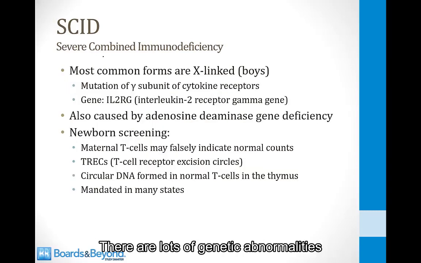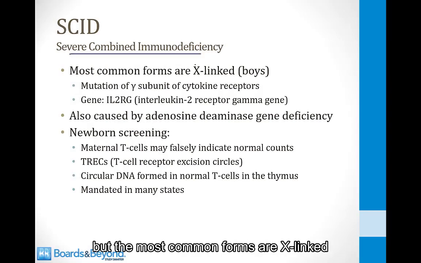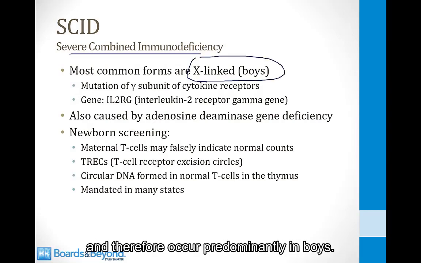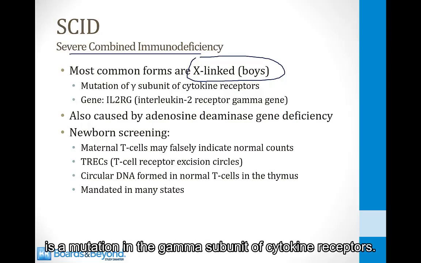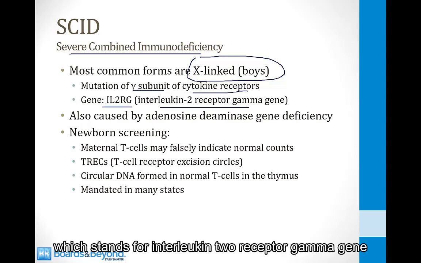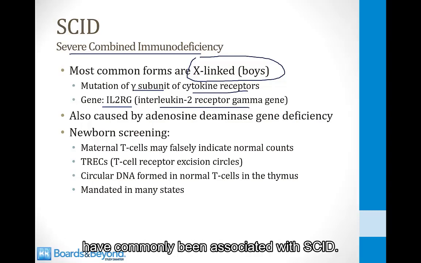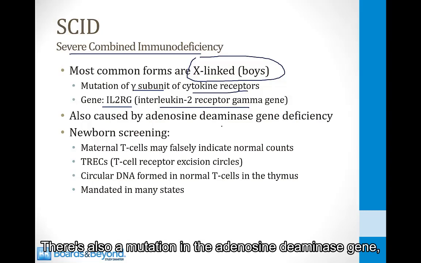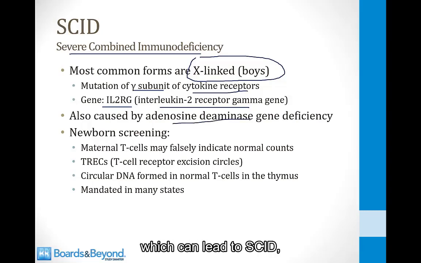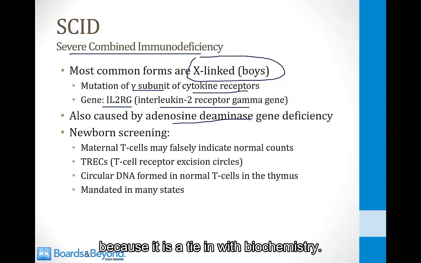There are lots of genetic abnormalities that can lead to severe combined immunodeficiency, but the most common forms are X-linked and therefore occur predominantly in boys. One of these that's very common is a mutation in the gamma subunit of cytokine receptors. There is a gene called the IL-2RG gene, which stands for interleukin-2 receptor gamma gene, and mutations in this gene have commonly been associated with SCID. There's also a mutation in the adenosine deaminase gene, which can lead to SCID, and I'll talk about that in a minute on the next slide because it is a tie-in with biochemistry.